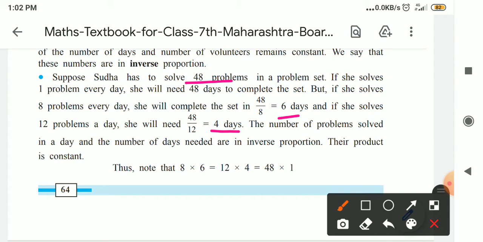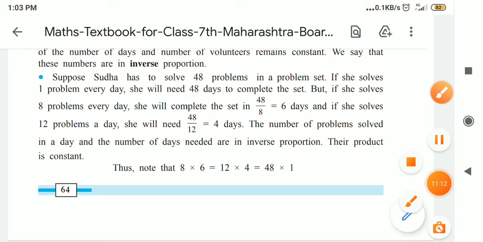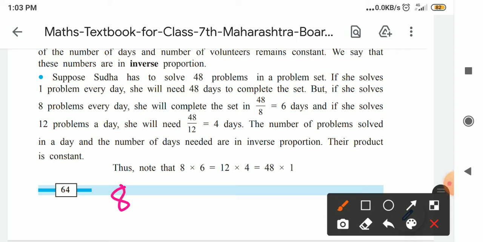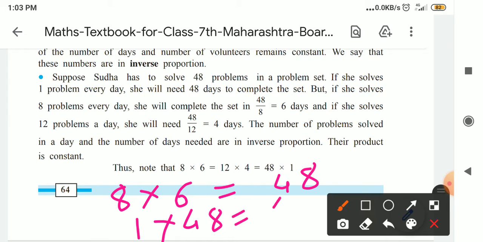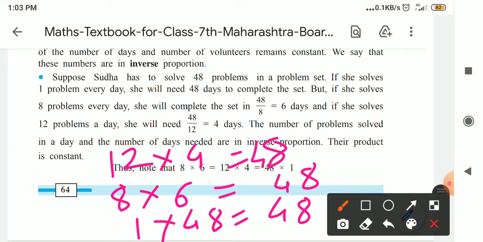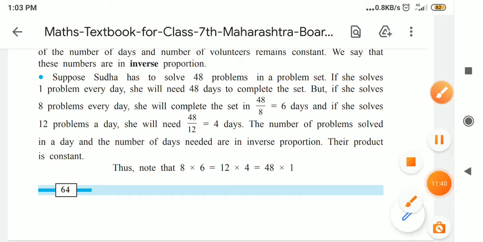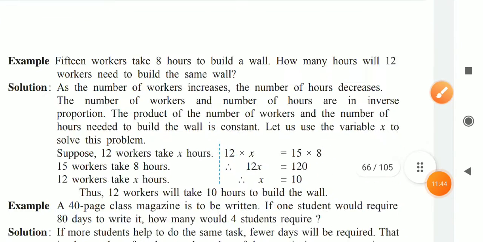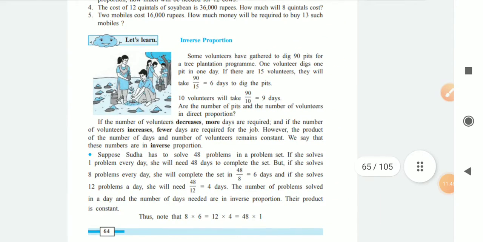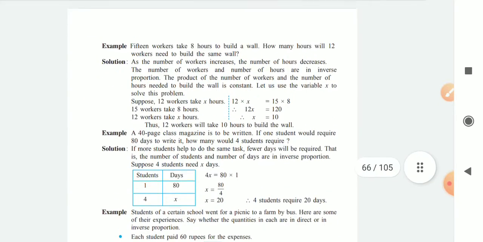So here you will notice that as the number of problems solved per day increases, days decrease. So this is also an example of inverse variation. And here the product is the same: when she solves 8 problems, how many days are required? 6. So 8 sixes are 48. If she solves one problem a day, 48 ones are 48. And if she solves 12 problems every day, she will take 4 days. So 48 is the answer. In inverse variation the main thing is that the product of two numbers is always constant. So in this way, today we saw how to identify inverse proportion, with examples based on it.